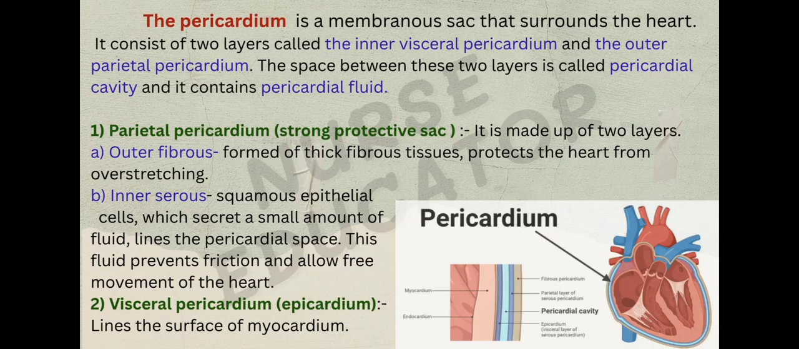The inner serous layer is made up of squamous epithelial cells which secrete a small amount of fluid. The fluid is the pericardial fluid, or we'll call it serous fluid. This fluid prevents friction, that is, any rubbing motion against each other, and it allows the free movement of the heart.